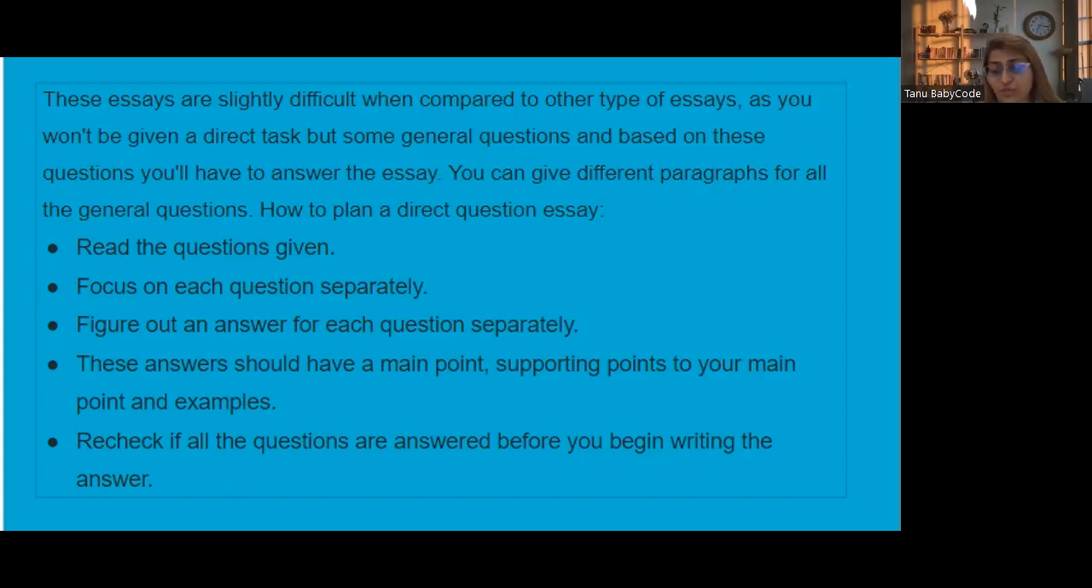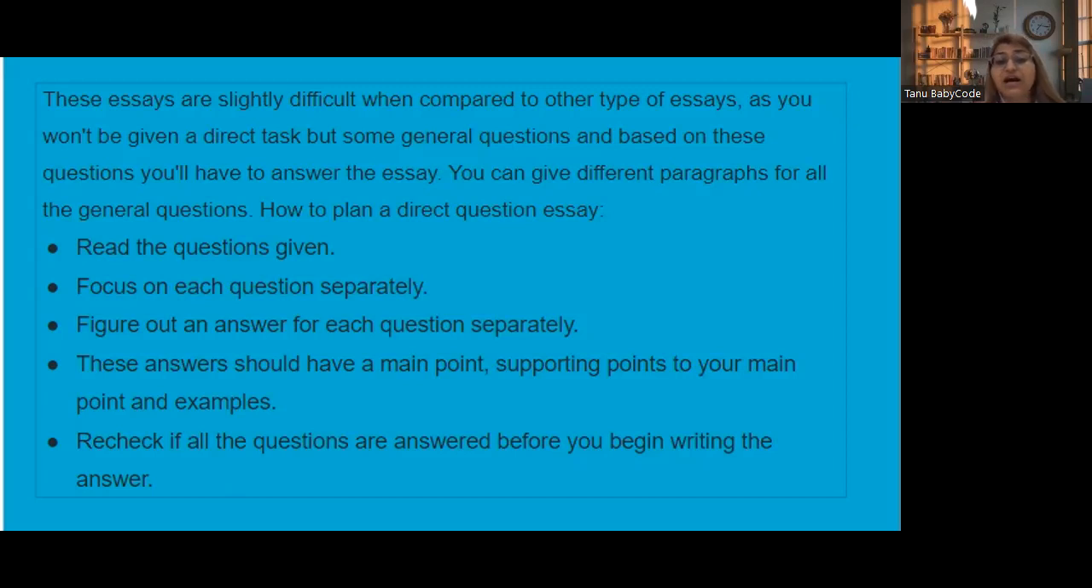a direct task. They won't ask you to write advantages. They won't ask you to write problems, nor to describe your opinion. But here, they will ask you some general questions, and based on these questions, you have to write your essay. Now, there will be a statement, along with the statement, there are 2 or 3 questions. Those will be general questions, and you have to answer them. You can give different paragraphs for all the general questions. If there is one question, you can write one body paragraph. If there are 2 questions, you can write 2 body paragraphs for those general questions, right?